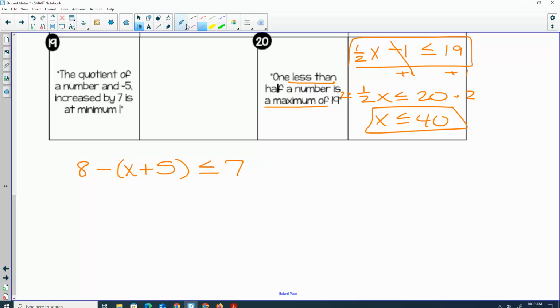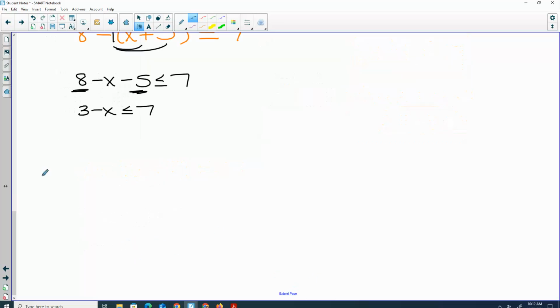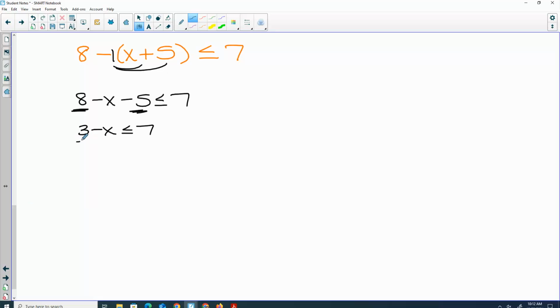So you can think of this as a -1 right here. So you distribute that -1 through. So we get 8 minus x minus 5 less than or equal to 7. Okay, I did this one for a couple of reasons. One problem, the 8 and the -5 are on the same side. So to put them together, you just combine them. 8 minus 5 is 3. So 3 minus x is less than or equal to 7. So we solve, subtract our 3. So -x less than or equal to 4.